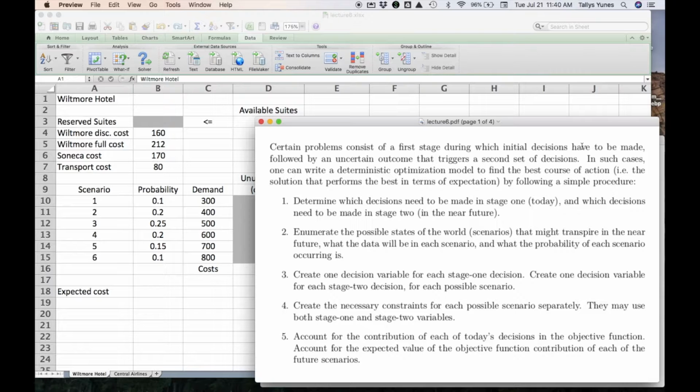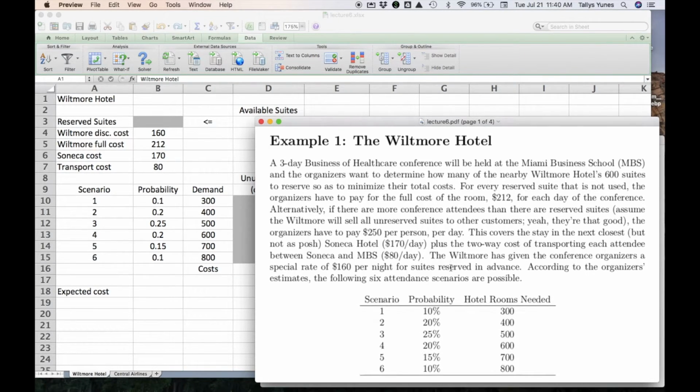Let's look at a specific story, a concrete example of this. Here we go. There's a 3-day business of healthcare conference being held at the Miami Business School, and the organizers want to determine how many of the nearby Wiltmore Hotel's 600 suites to reserve so as to minimize their total costs. So for every suite that they reserve today, the hotel will give them a discounted price of $160 per night.